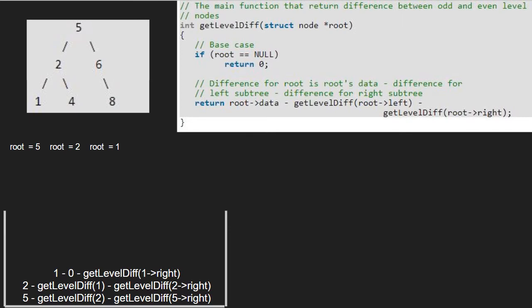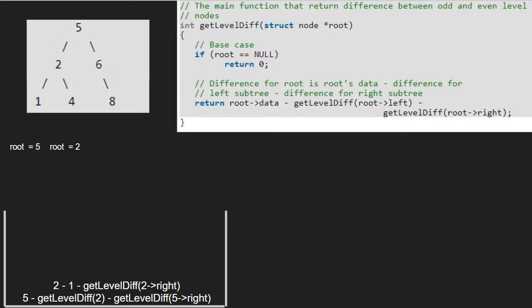Now we pass the right child of 1, which is also null. So root will again point to null. As root is null, we return 0. We return 1 minus 0 minus 0 to getLevelDiff 1. So we return 1 and finish execution for node 1. We pass the right child of 2, which is 4.